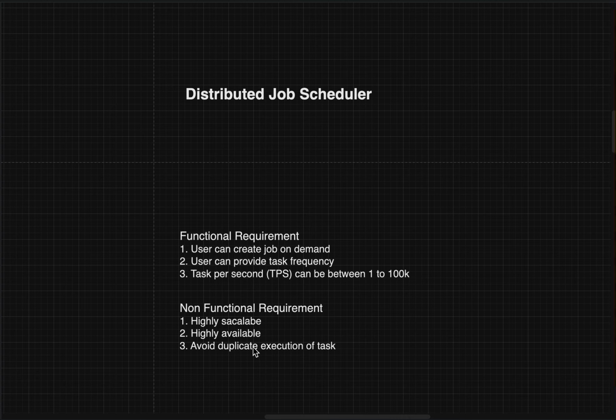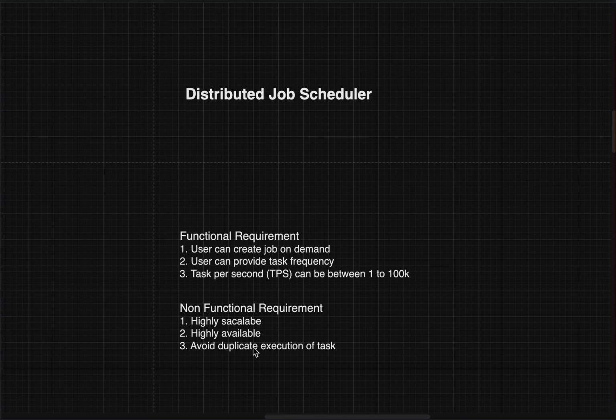Now comes the non-functional requirements. Our system should be highly scalable. If the scale increases, it should not go down. It should behave as expected. Second, it should be highly available. There should be no downtime of the system if any wrong inputs are given, or any scale is increased at any particular period of time.